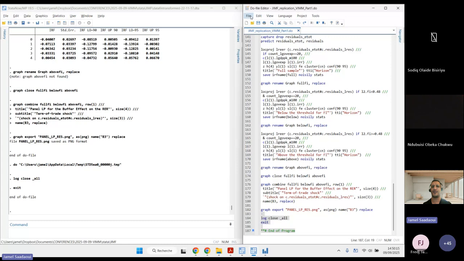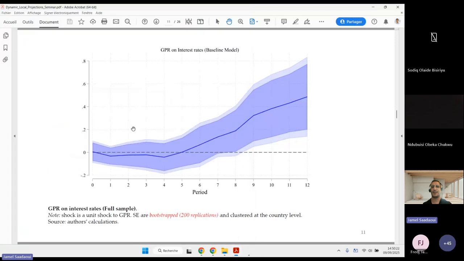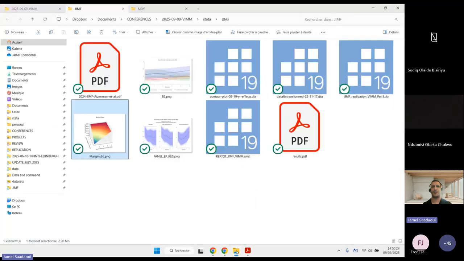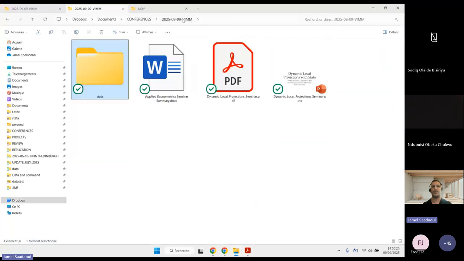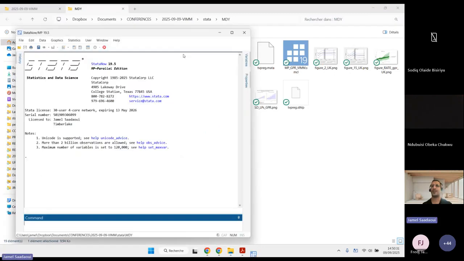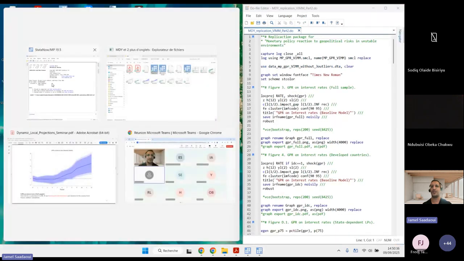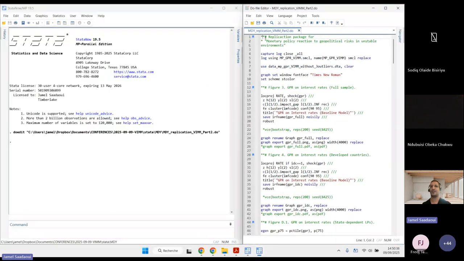I'm going to show you, but first we are going to open the file in the second part. So I close that. The second part of the seminar, you go into that folder. So, okay. First, as before, panel local projection, but we see the reaction of the short-term interest rate to geopolitical risk shocks.